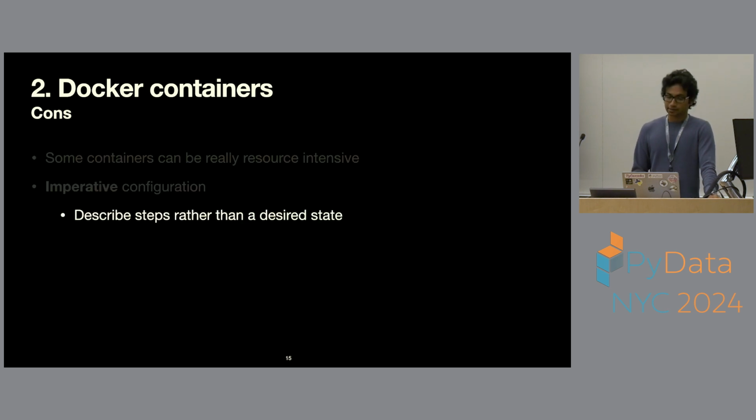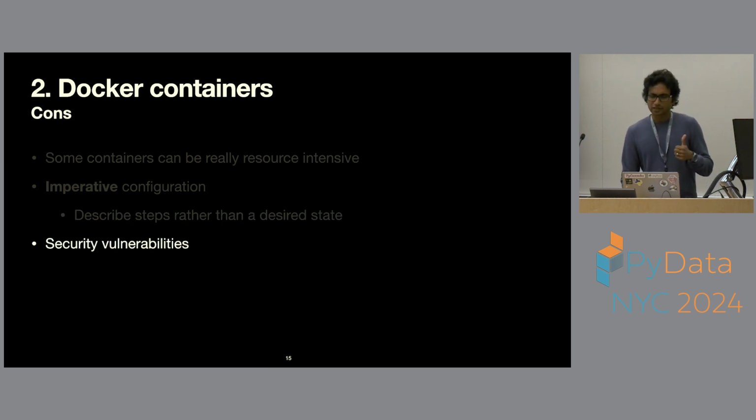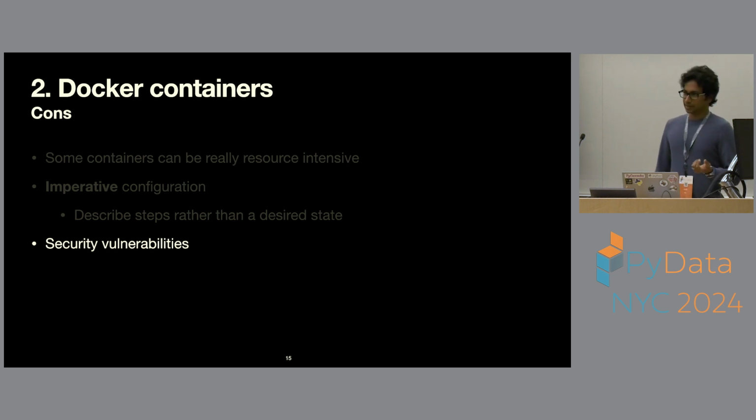Another big one is that the configuration is imperative. It's not declarative. Here you are specifying the steps needed in a Dockerfile to reach the configuration that you hope the environment reaches. So that's a problem. And then of course you have some security vulnerabilities. For example, if you're pulling in a very old version of Debian, it can cause issues in your system because your system is sharing resources with that Docker container.